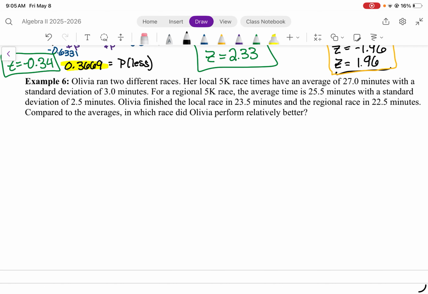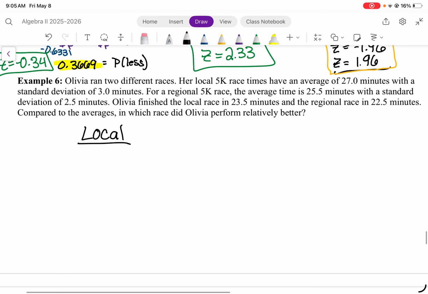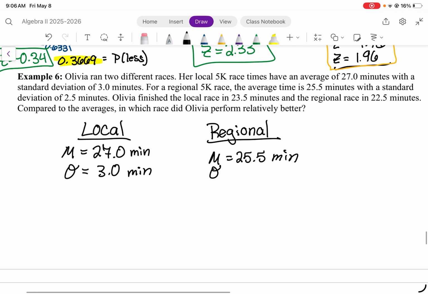Her local 5K race. So I'm going to take some notes. So we have the local one, and it said her average time was 27.0 minutes with a standard deviation of 3 minutes. For a regional 5K race, so that's our second one, the average time was 25.5 minutes with a standard deviation of 2.5.